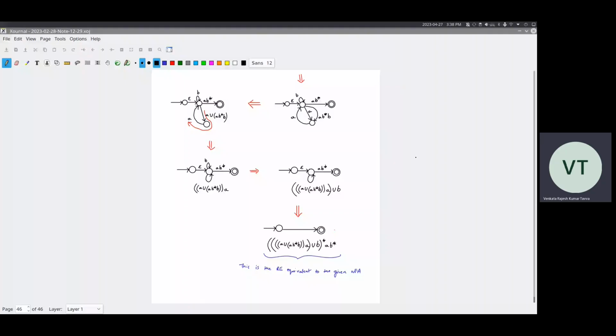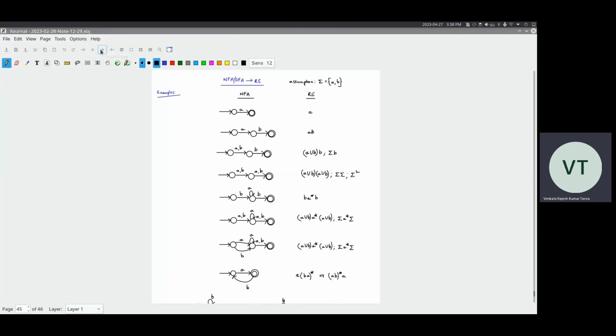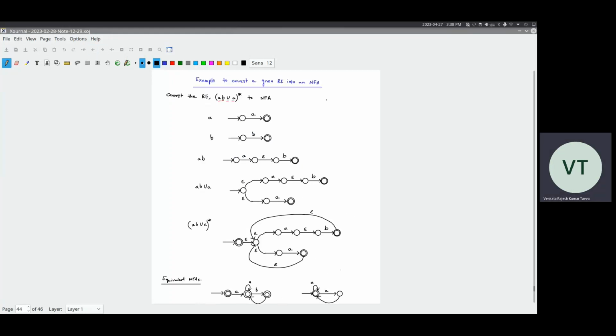So in the last class, we looked at both the conversions, that is converting a regular expression into an NFA, and also converting an NFA or DFA into a regular expression. The previous step, converting a regular expression into an NFA, was part of the first lemma. That is, given a regular expression, the language being described by the regular expression is a regular language.